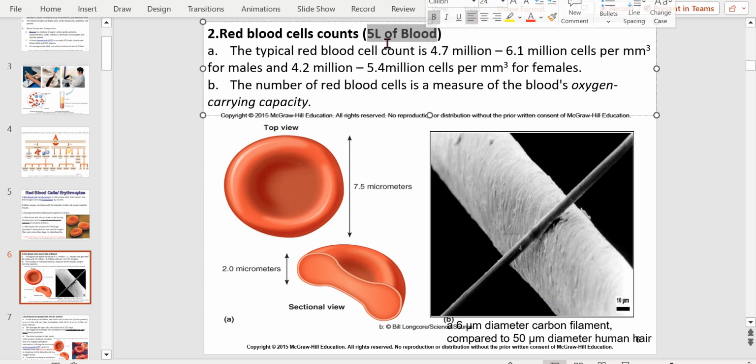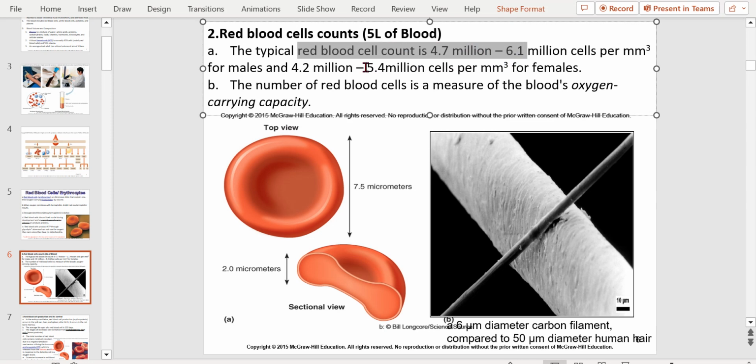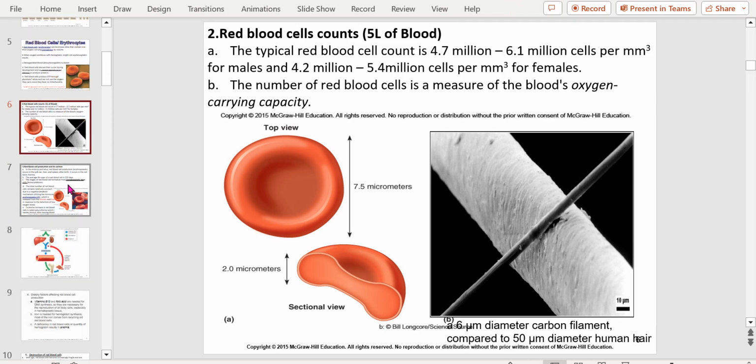Again, 5 liters. Typical red blood counts for males are between about 5 and 6 million per cubic millimeter. And for females there tends to be about 4 to 5 million. The number of RBCs is a measure of the blood's oxygen-carrying capacity, right?